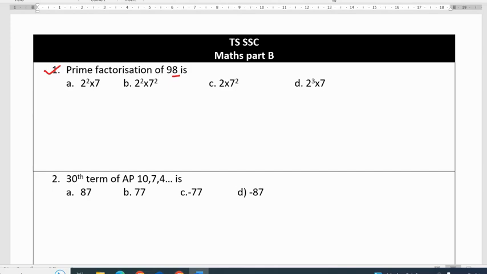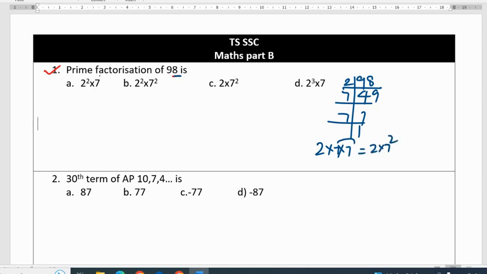Hello friends, in this video we are going to discuss the mathematics board exam, part B and part A. First we'll see part B. Prime factorization of 98 is: 98 can be expressed as 2 into 49, 7 sevens are 49, 7 ones are 7. So 98 can be expressed as 2 into 7 square. Correct option for the first question is C.